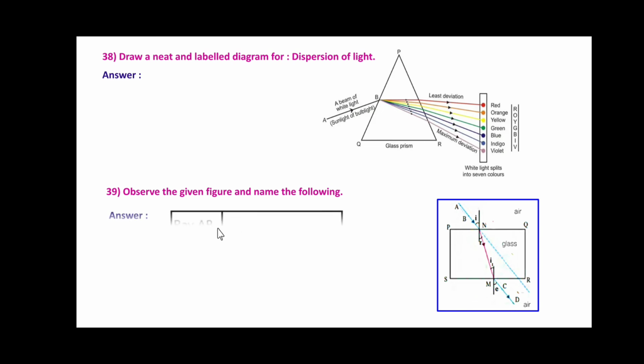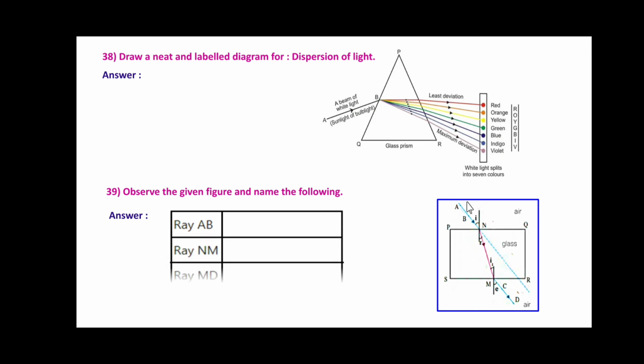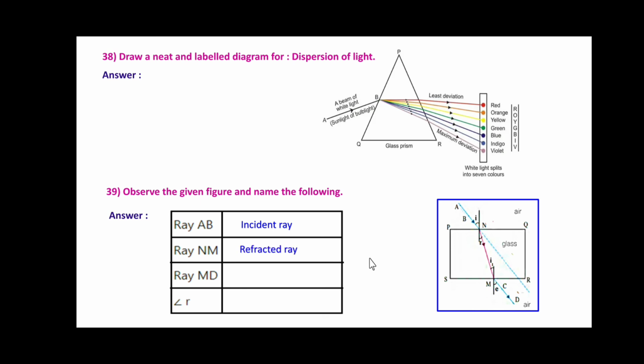So friends, here what is this ray AB? Ray AB is called the incident ray. This ray NM is called the refracted ray. Ray MD, or you may say CD, is nothing but the emergent ray, and the angle r that is shown here is the angle of refraction.